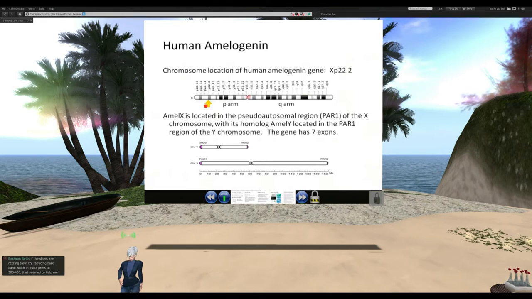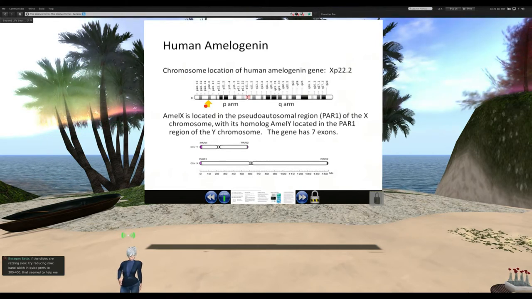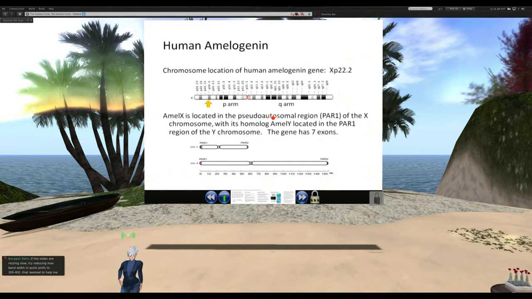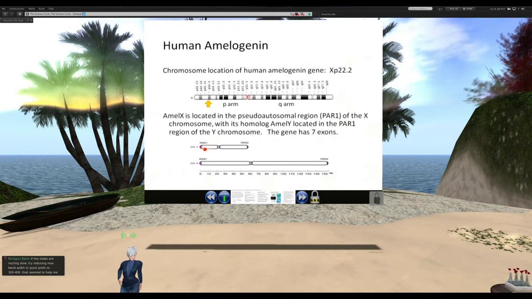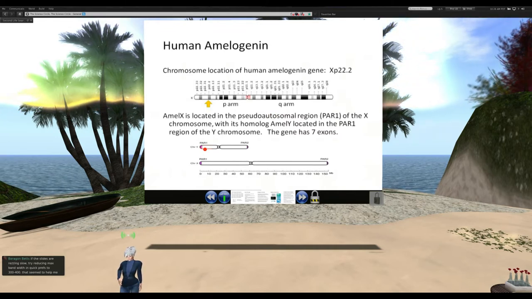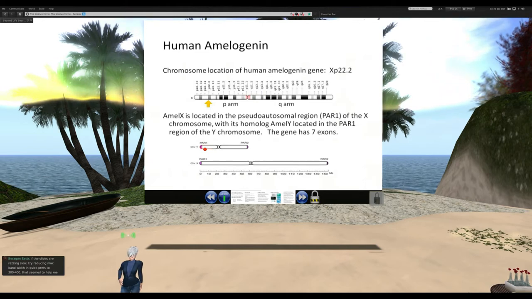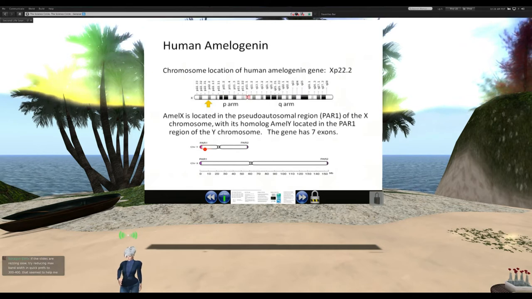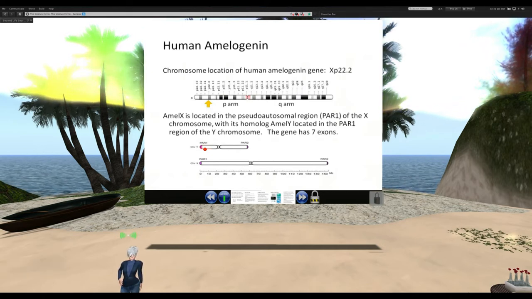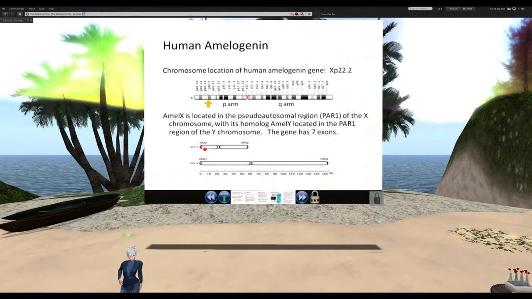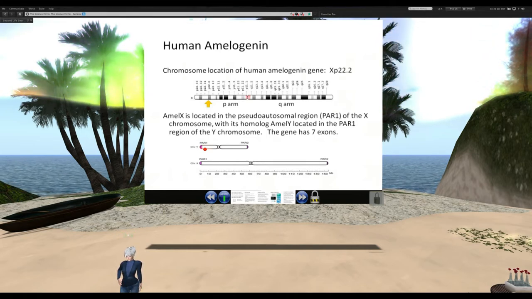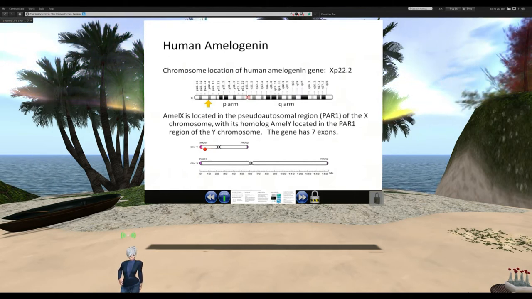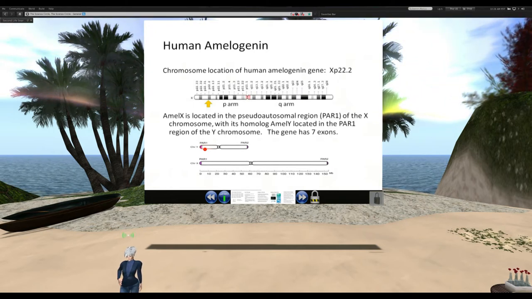It's on the X chromosome, as I said, and it's in a part of the X chromosome called the pseudo-autosomal region, which means that it's a little piece of the X chromosome which matches to a little piece of the Y chromosome. The X and the Y chromosomes have to be able to recognize each other during gamete formation, so they have little pieces that do match, even though most of the X chromosome is not represented at all on the Y. The human amelogenin gene has 7 exons, but only the last 5 of them are used for coding the protein.